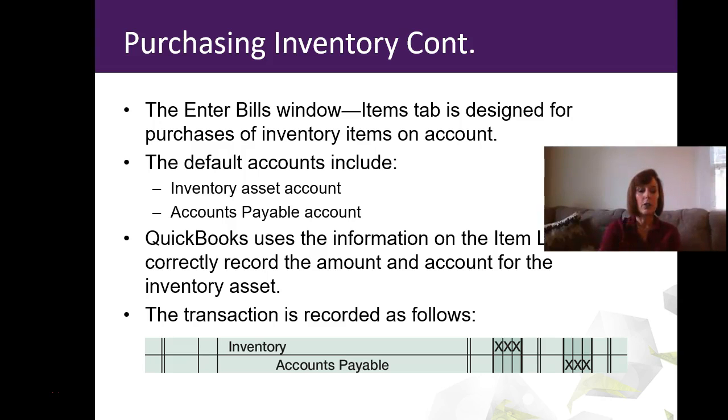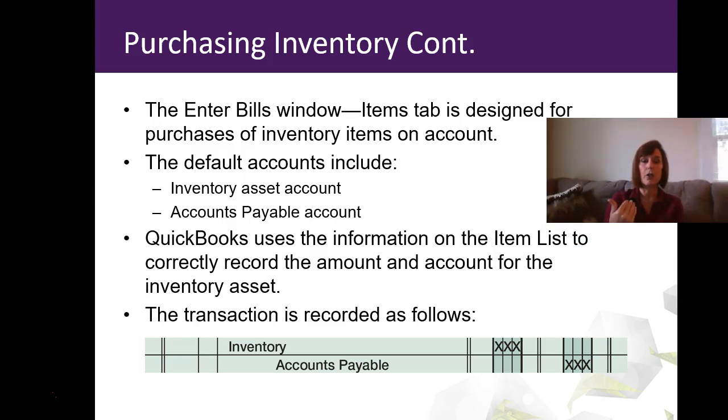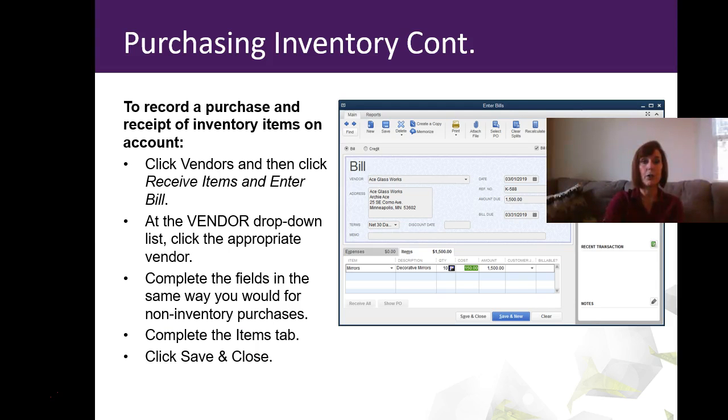If we look at this in the context of the accounting lessons that we've learned in prior semesters, inventory is an asset, and inventory that's purchased on account is going to impact accounts payable. What QuickBooks is going to do behind the scenes for us when we purchase inventory on account is debit our inventory and credit our accounts payable. That's what QuickBooks is doing behind the scenes when we go into that Enter Bills screen for the purchase of inventory.